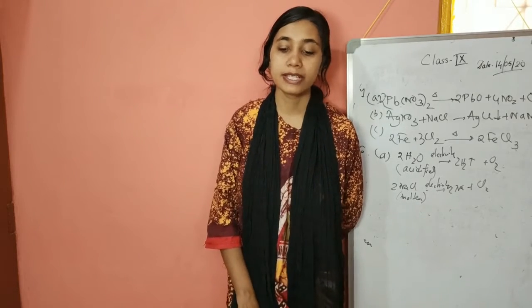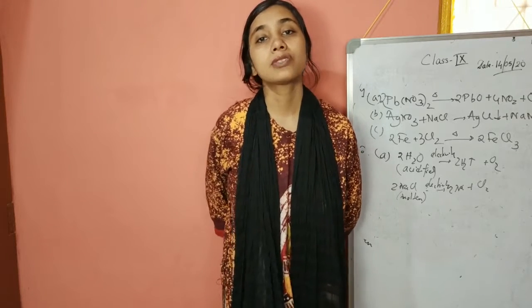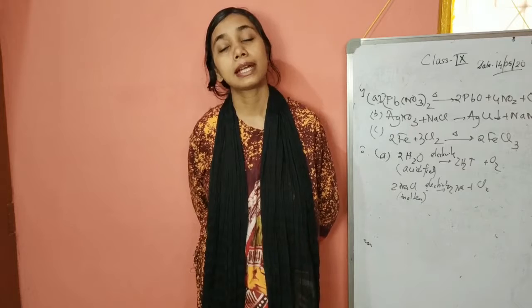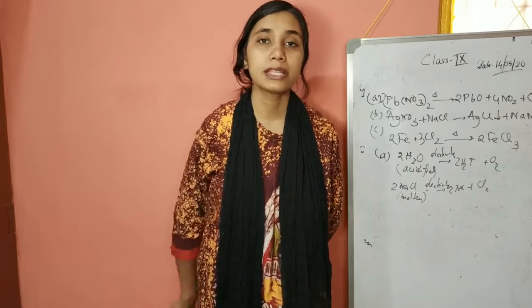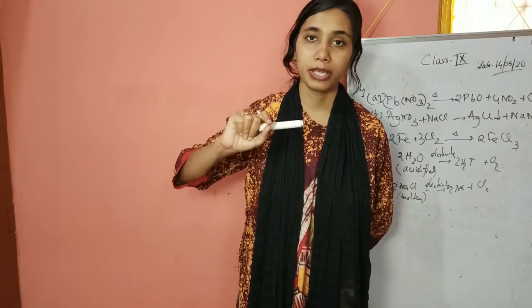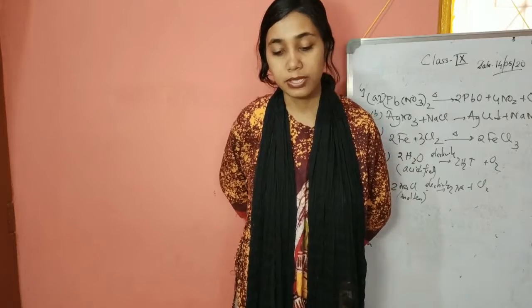Question number 3 is give an example of an endothermic reaction. Here also the reaction has to be balanced. It can be N2 plus O2 gives 2NO, or any correct endothermic reaction. You can match it with the book. Many examples are there. If you have written any one example from there, it is correct. Because so many are there, I am not repeating all those.